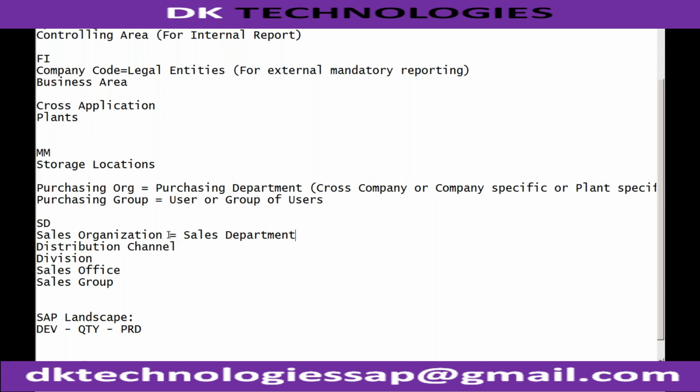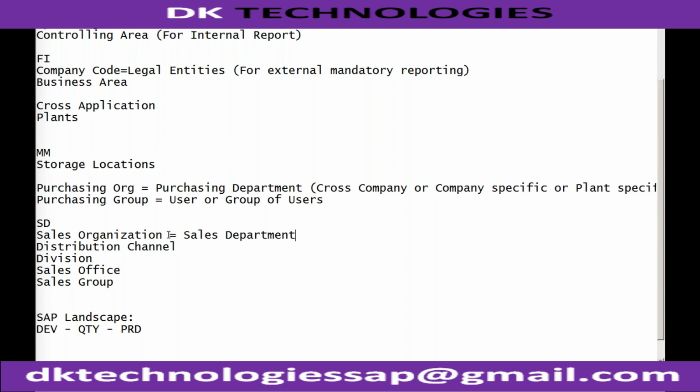So in purchasing, there were three scenarios. Number one, cross company. Number two, company code level. Number three, cross plant level, or maybe at the plant level. In sales, what are the two scenarios? It can be at the company code level, or at whatever level below you want, product level, plant level, up to you how you want to segregate your sales department.